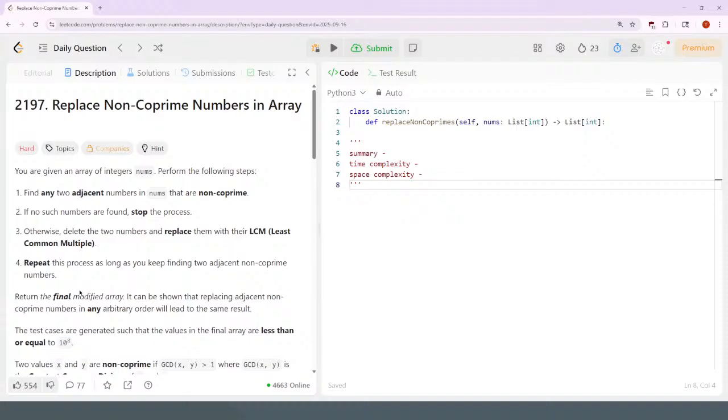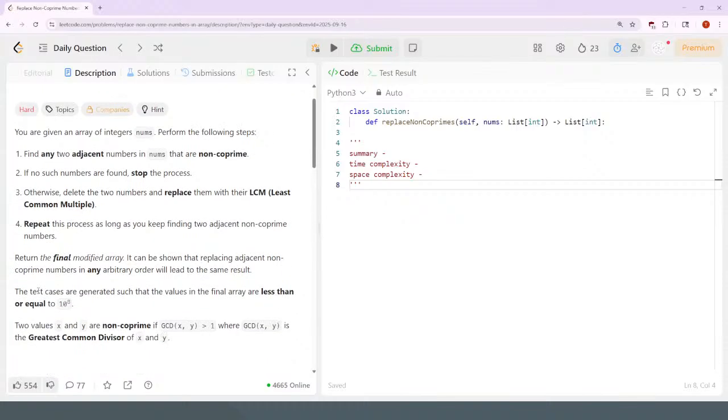Return the final modified array. It can be shown that replacing adjacent non-coprime numbers in any arbitrary order will lead to the same result. The test cases are generated such that the values in the final array are less than or equal to 10 to the 8th.